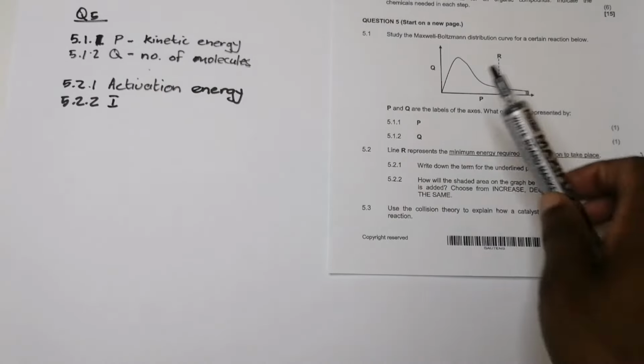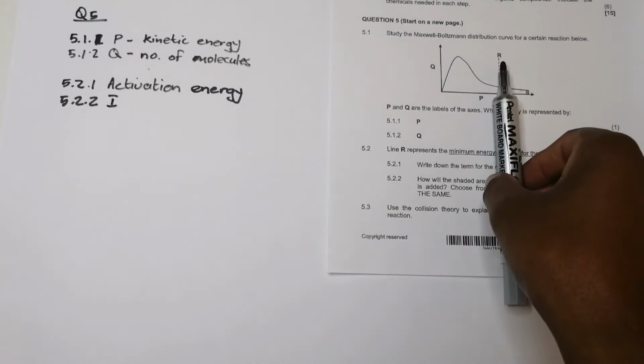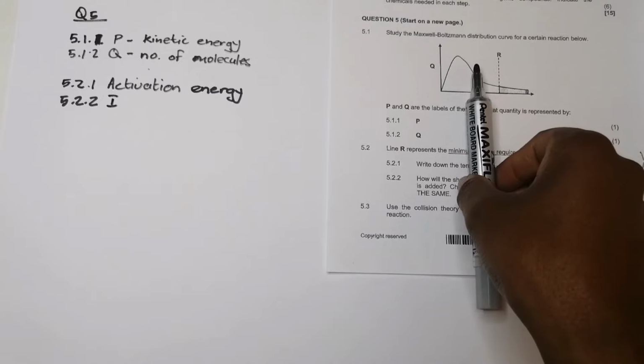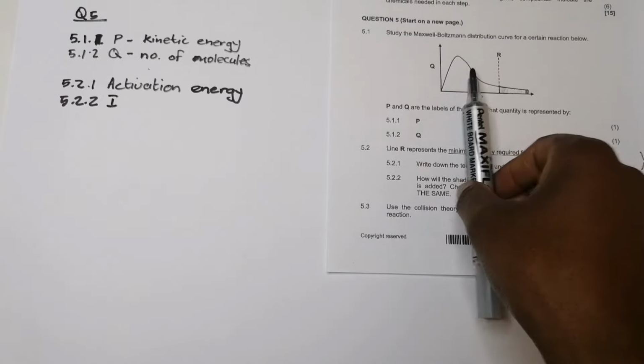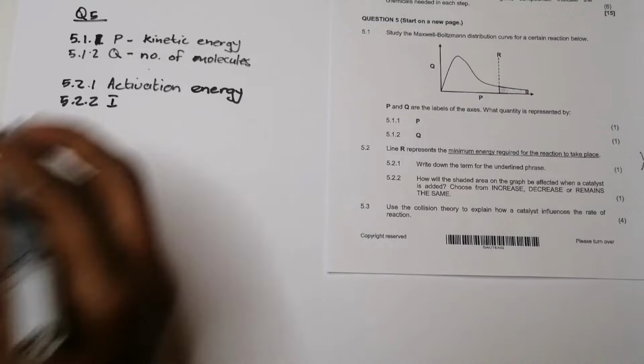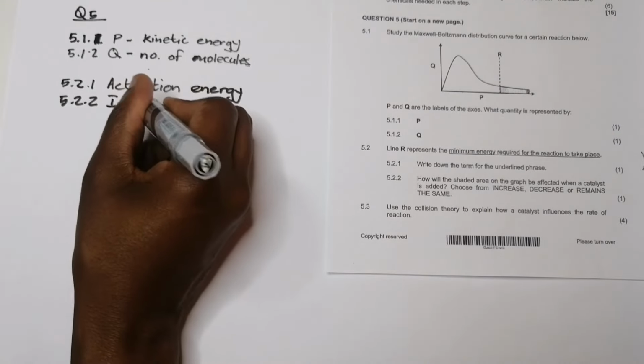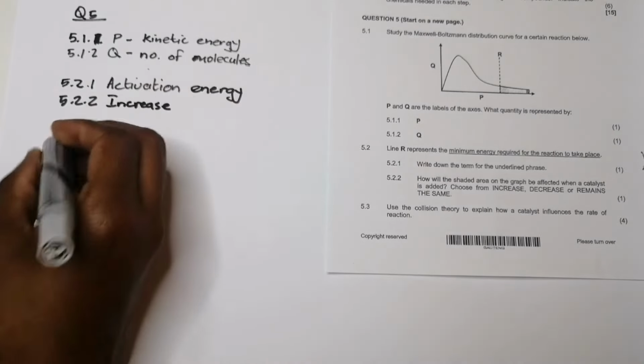If you think about it, when you add a catalyst, you would bring that point closer in this case, so there would be a greater shaded area. So the shaded area would increase.